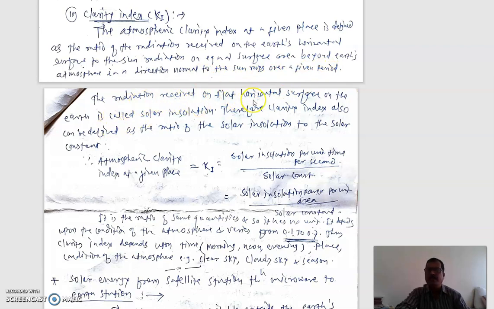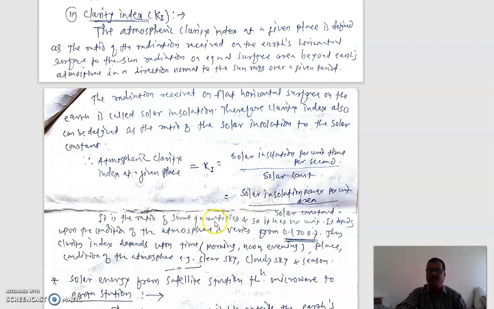The radiation received on the flat horizontal surface of the Earth is called solar insolation. Therefore, clarity index can also be defined as the ratio of solar insolation to the solar constant. Therefore, atmospheric clarity index at a given place, Ki, equals solar insolation per unit time divided by solar constant, that is solar insolation power per unit area divided by solar constant.